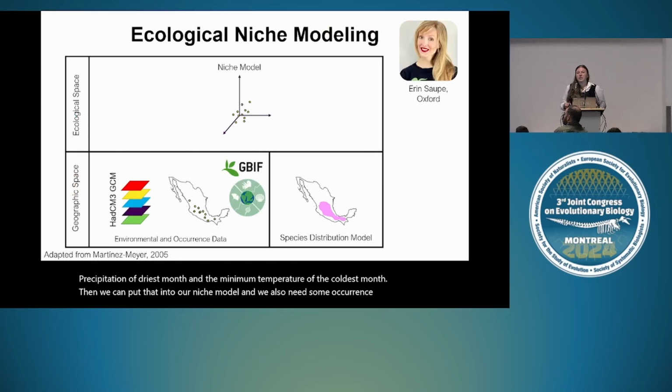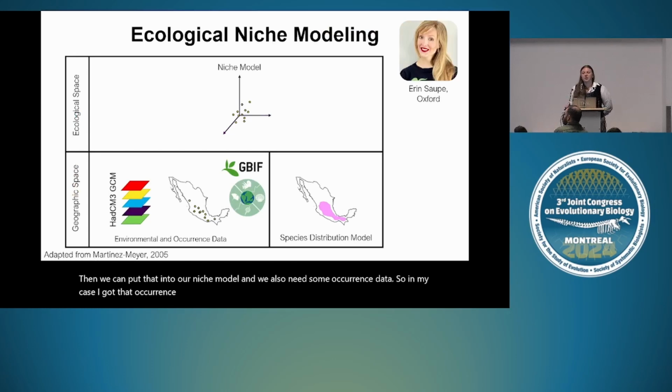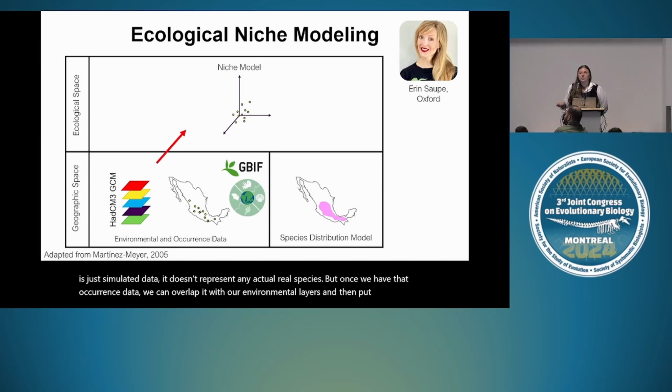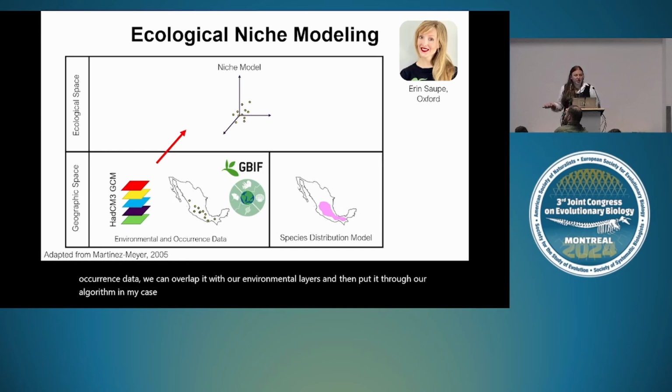So in my case, I got that occurrence data from GBIF, the PBDB, as well as a literature search. This data here is just simulated data. It doesn't represent any actual real species. But once we have that occurrence data, we can overlap it with our environmental layers and then put it through our algorithm, in my case, maximum entropy, and we get a niche model in ecological space.